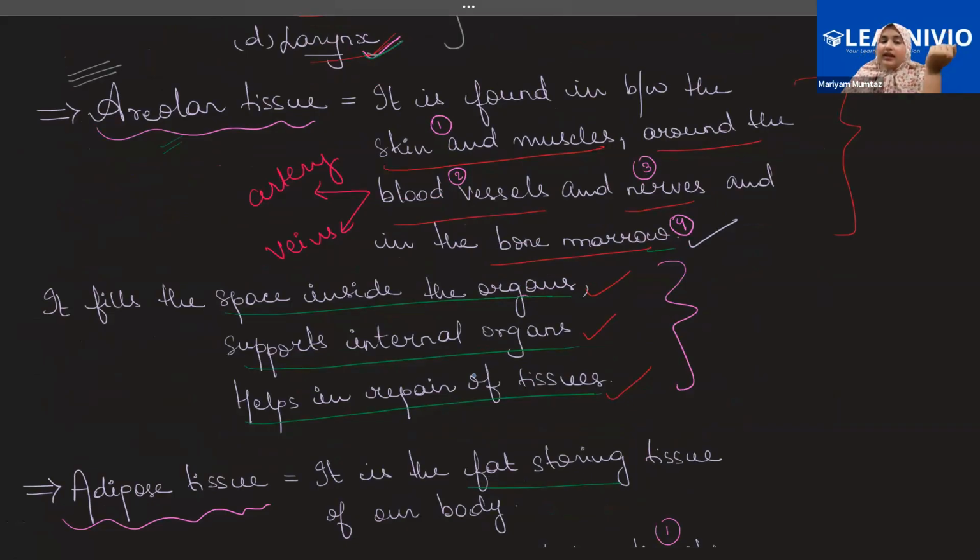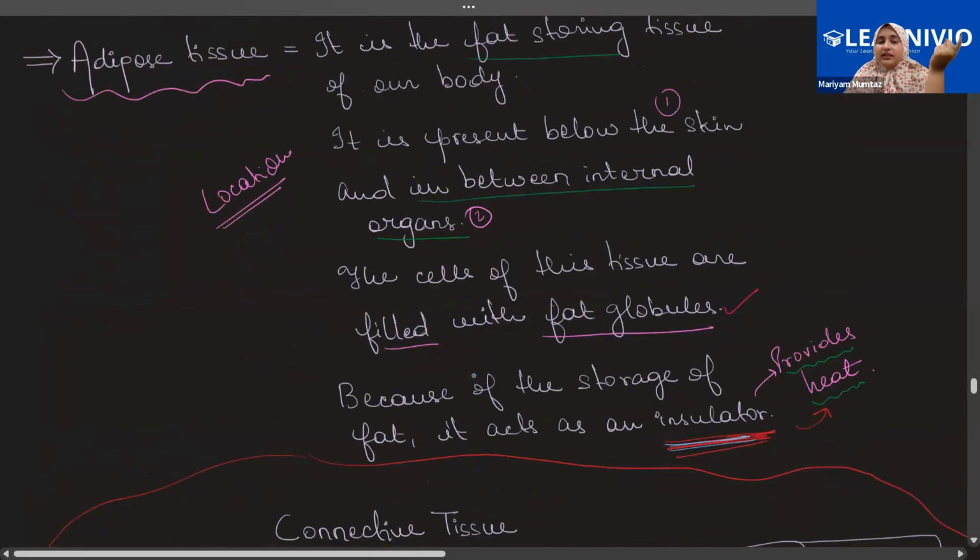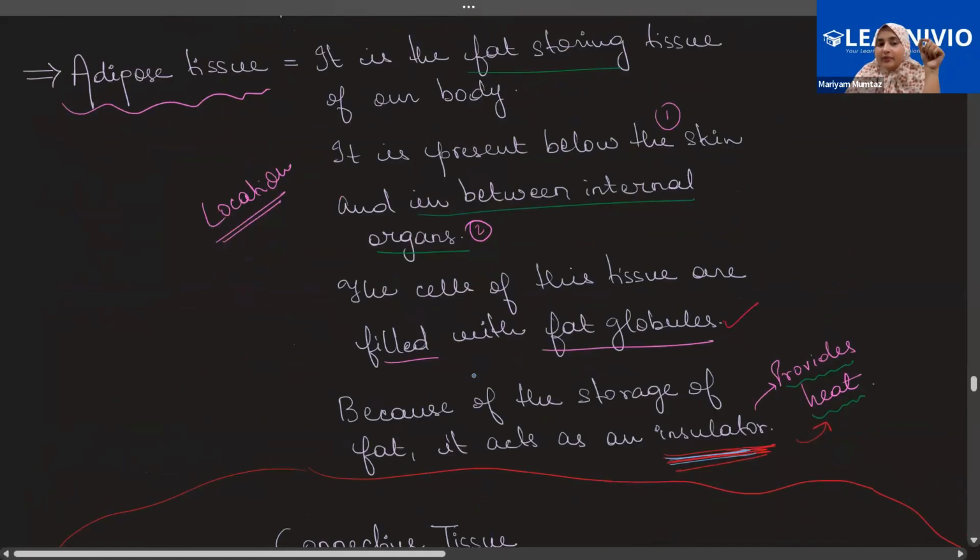What does it do? It fills the space inside the organs. It supports the internal organs and it helps in the repairing of tissues. So it has all of these functions, and the location is very important to remember, where it is actually present. Now coming to the last connective tissue, that is the adipose tissue.